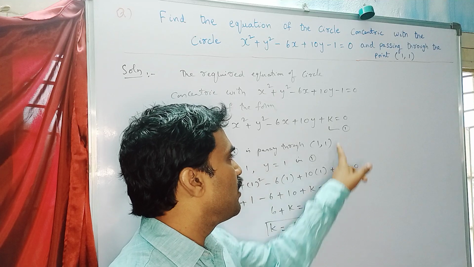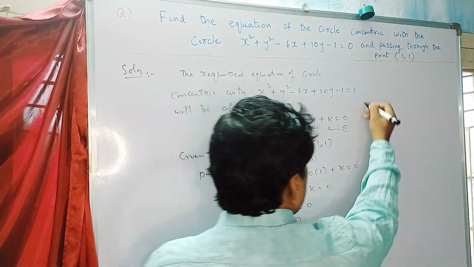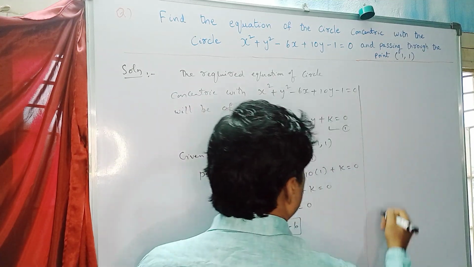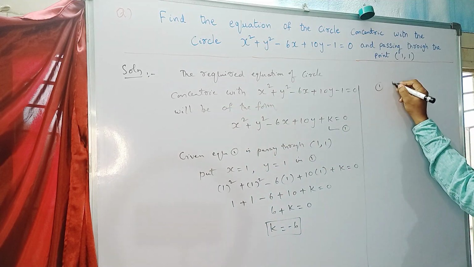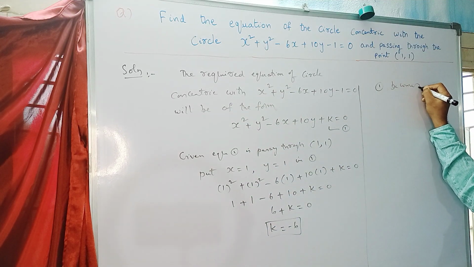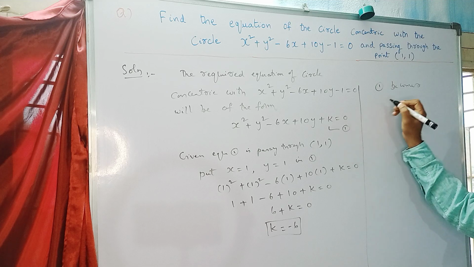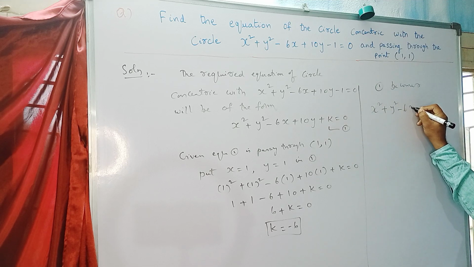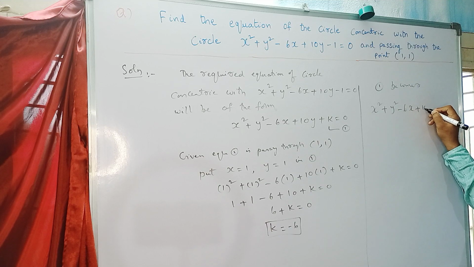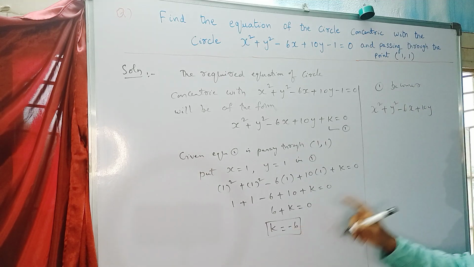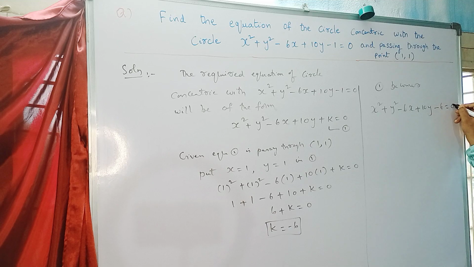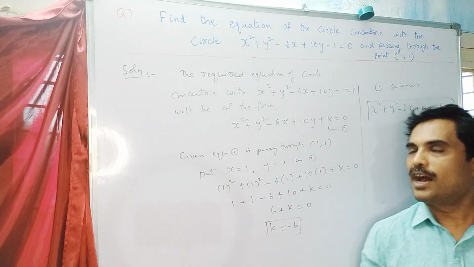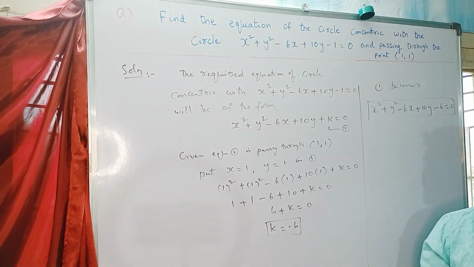Now substitute this k value in equation 1. That is the solution. So equation 1 becomes x square plus y square minus 6x plus 10y, and the k value is minus 6, equal to 0. So this is the required equation of the circle concentric with the given circle and passing through the given point.